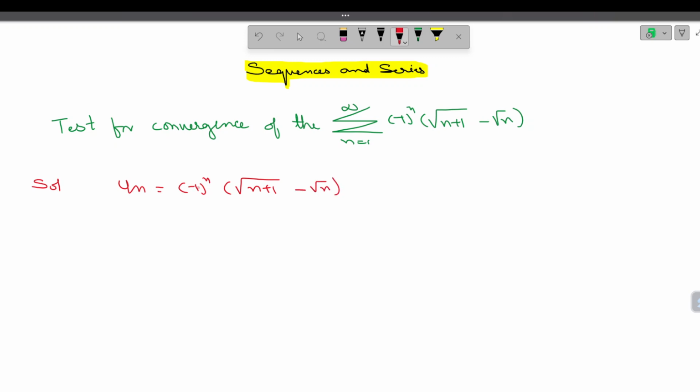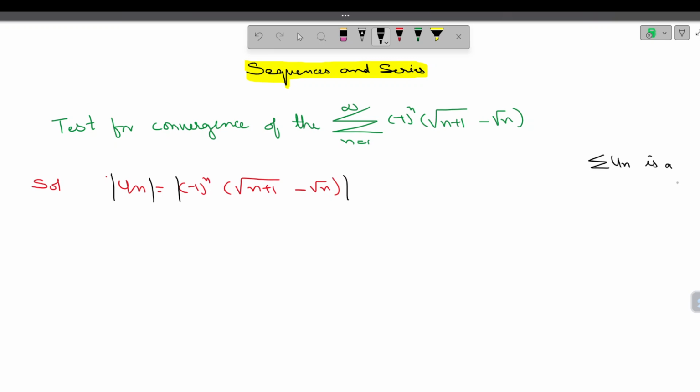You see, un is there, and minus 1 to the power of n is there, so we have to apply the mod to the given series. Why? Because we have definitions for each test. If sigma un is a positive term series, then all the tests for positive term series can be applied. Only one test is there for alternating series, that is the Leibniz test.